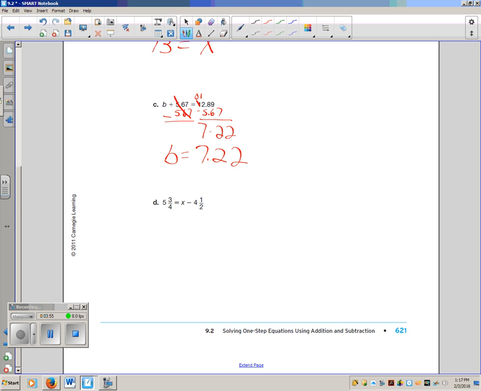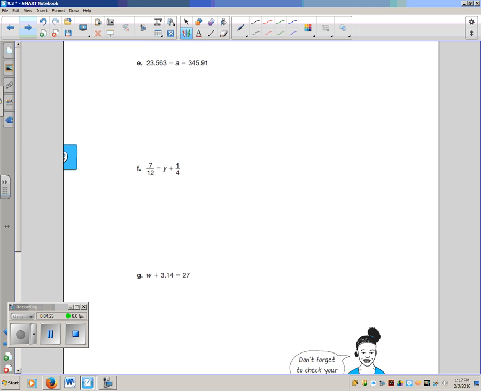Fractions. Yay, they're back. All right. 5 3/4 equals x minus 4.5. The inverse of minus 4.5 is plus 4.5. Minus 4.5 plus 4.5, that's nothing. So all that's left over here is x, right there. 5 3/4 plus 4.5. You do it in your head. 10 1/4 equals x.